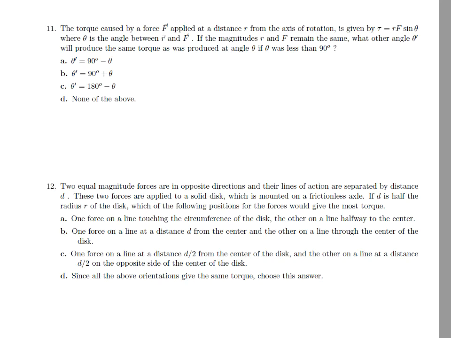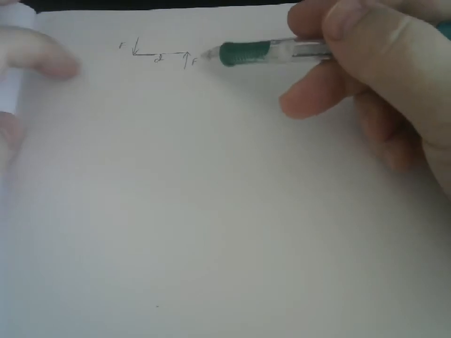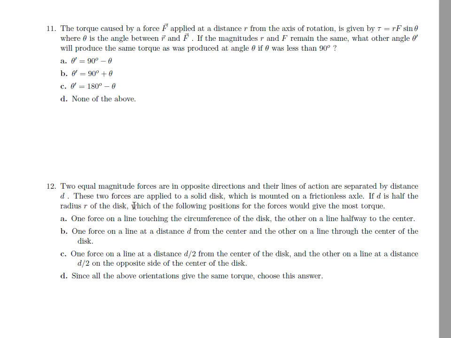Number 12, two equal forces are in opposite directions and their lines of action are separated by a distance d. These two forces are applied to a solid disk which is mounted to a frictionless axle. If d is half the radius r, which of the following positions for the forces would give the most torque?